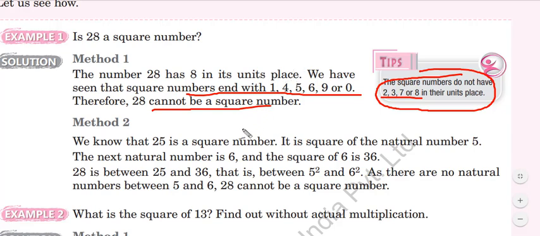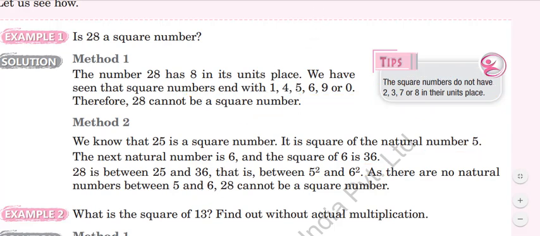Another method also you can say: we know that 25 is a square number, which is the square of which number? 5. And similarly 36 is also a square number, which is the square of which number? 6. So between 25 and 36 there is no such square number, and 28 comes between them. Therefore 28 is not a square number.